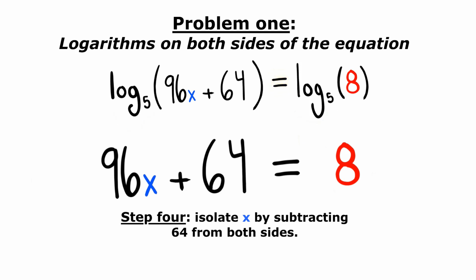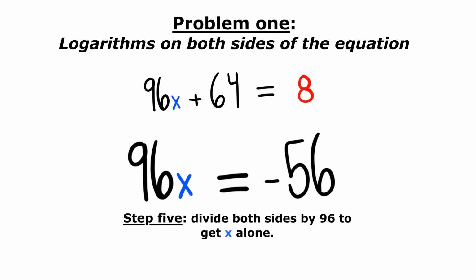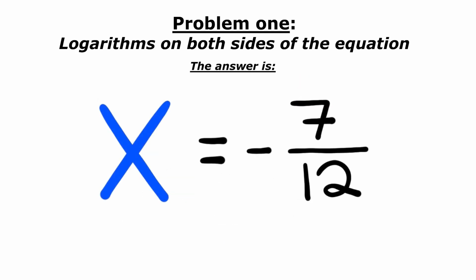Step 4, isolate x by subtracting 64 from both sides. Divide both sides by 96 to get x alone, and then you should have your answer. In this case it is x equals negative 7 over 12.